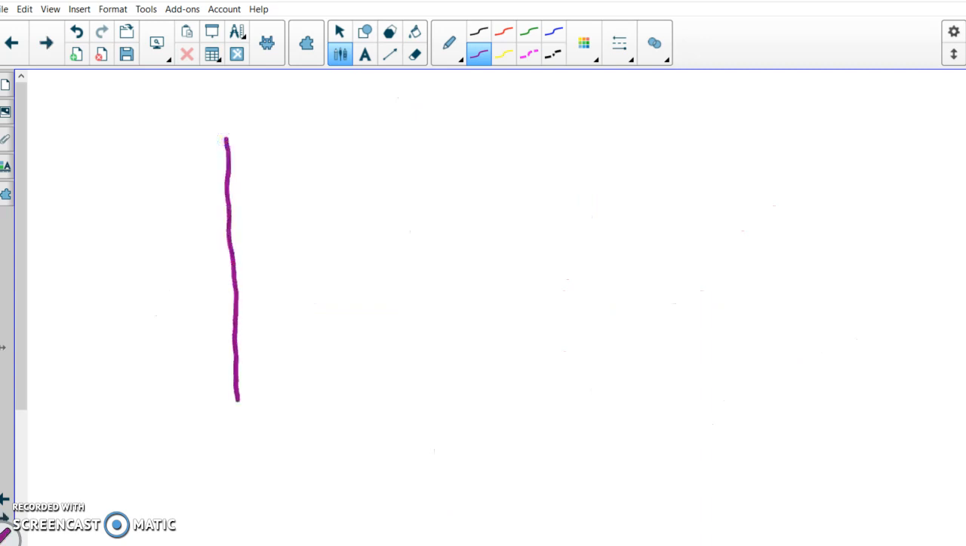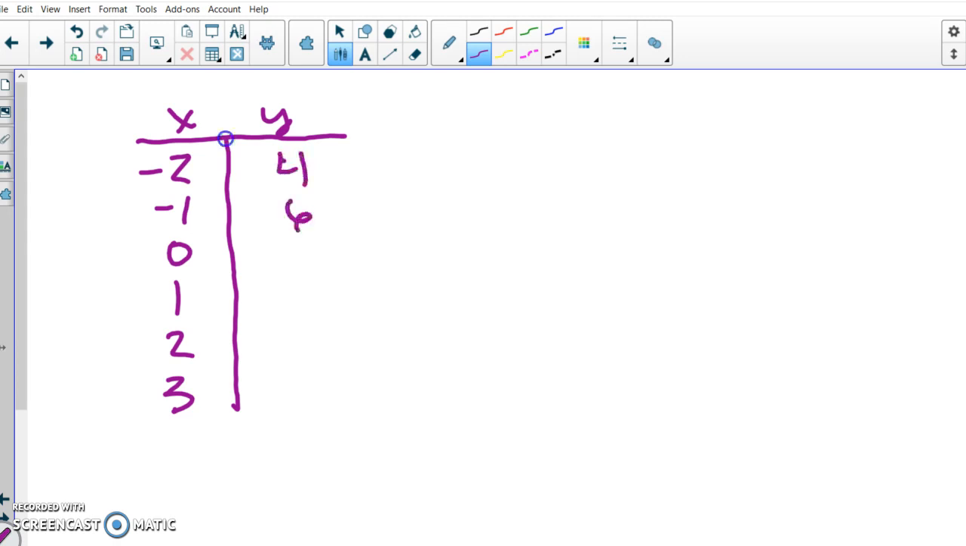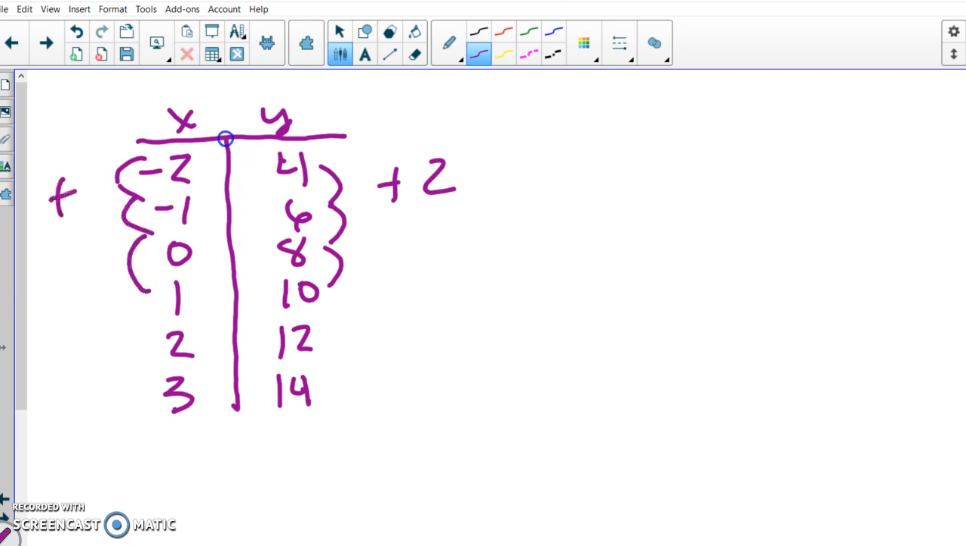The next way that we can assess whether we have a linear function is to look at a table of values. What I'm looking for in a table of values are equal changes in x compared with equal changes in y. So if I look at this table of values, I can see the following. The y values are changing by 2 each time, as the x values are changing by 1.